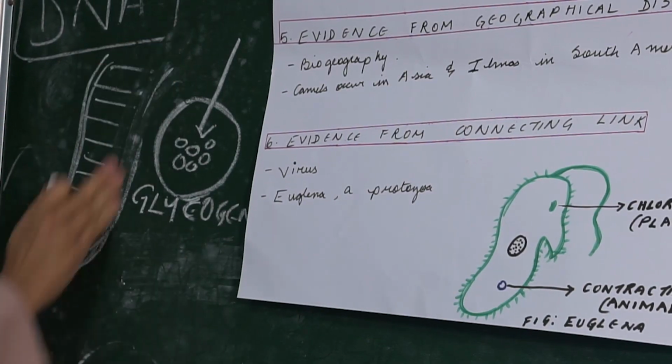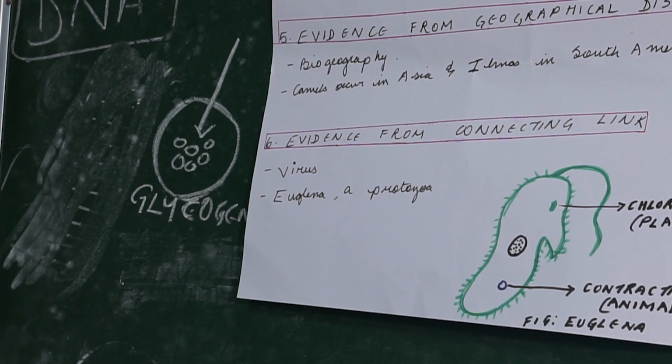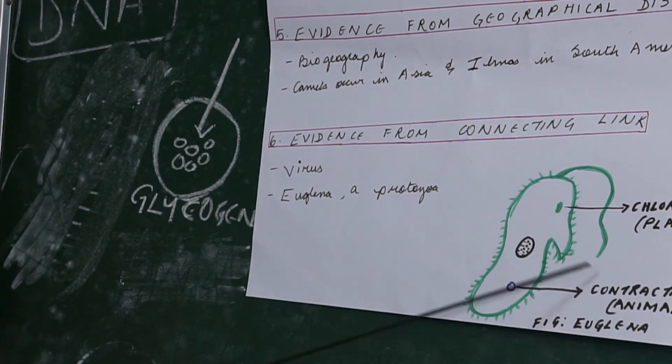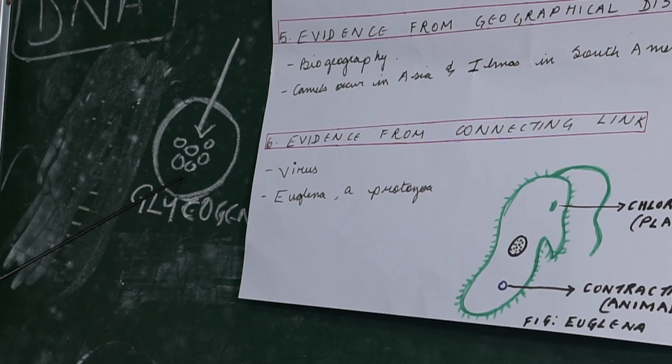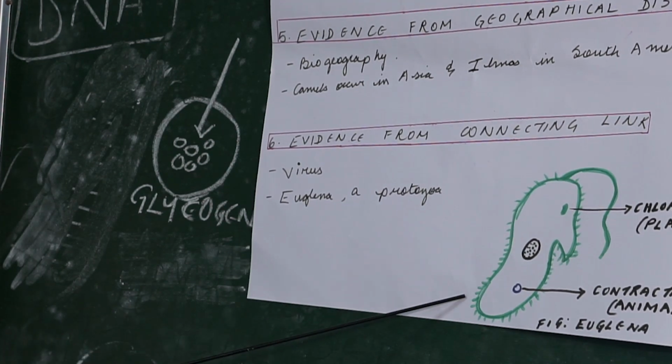This food is called glycogen. So basically the contractile vacuole is for storing the food, which is called glycogen, and this type of contractile vacuole was found only in animals. That means this Euglena is carrying both the characteristics of plants and animals, right?